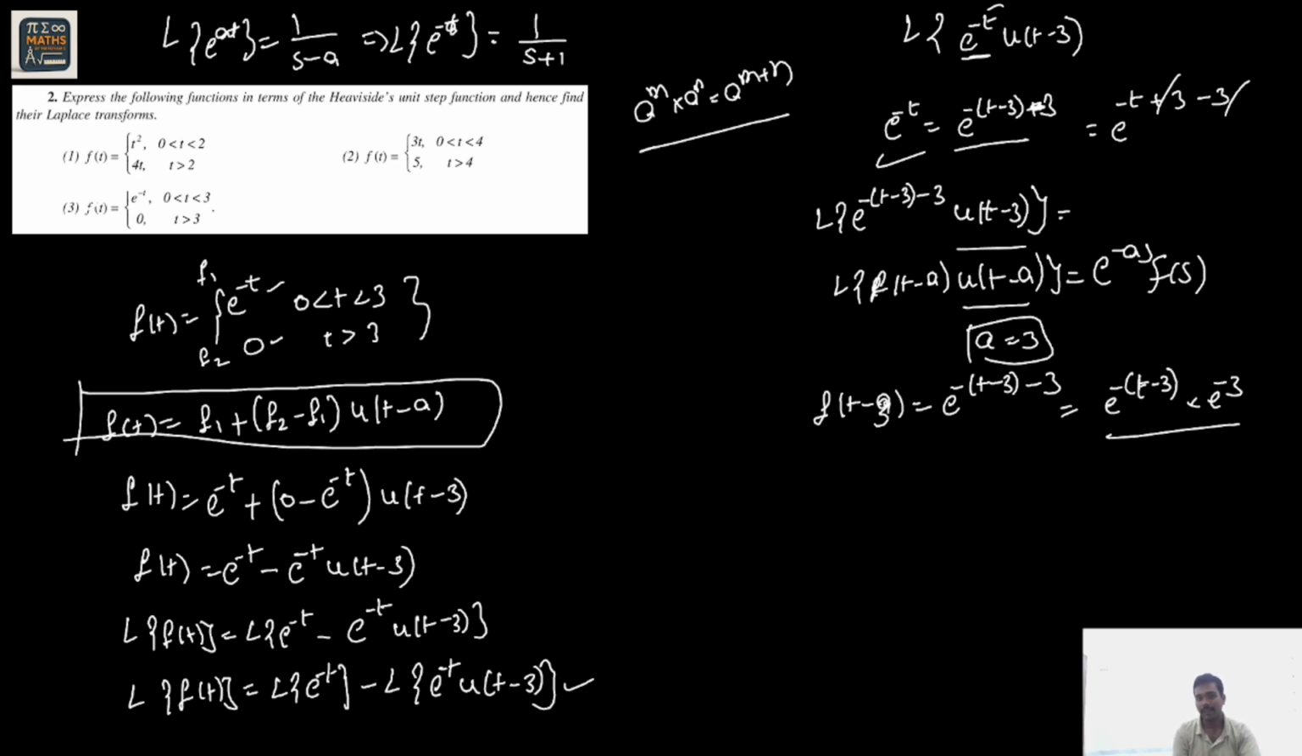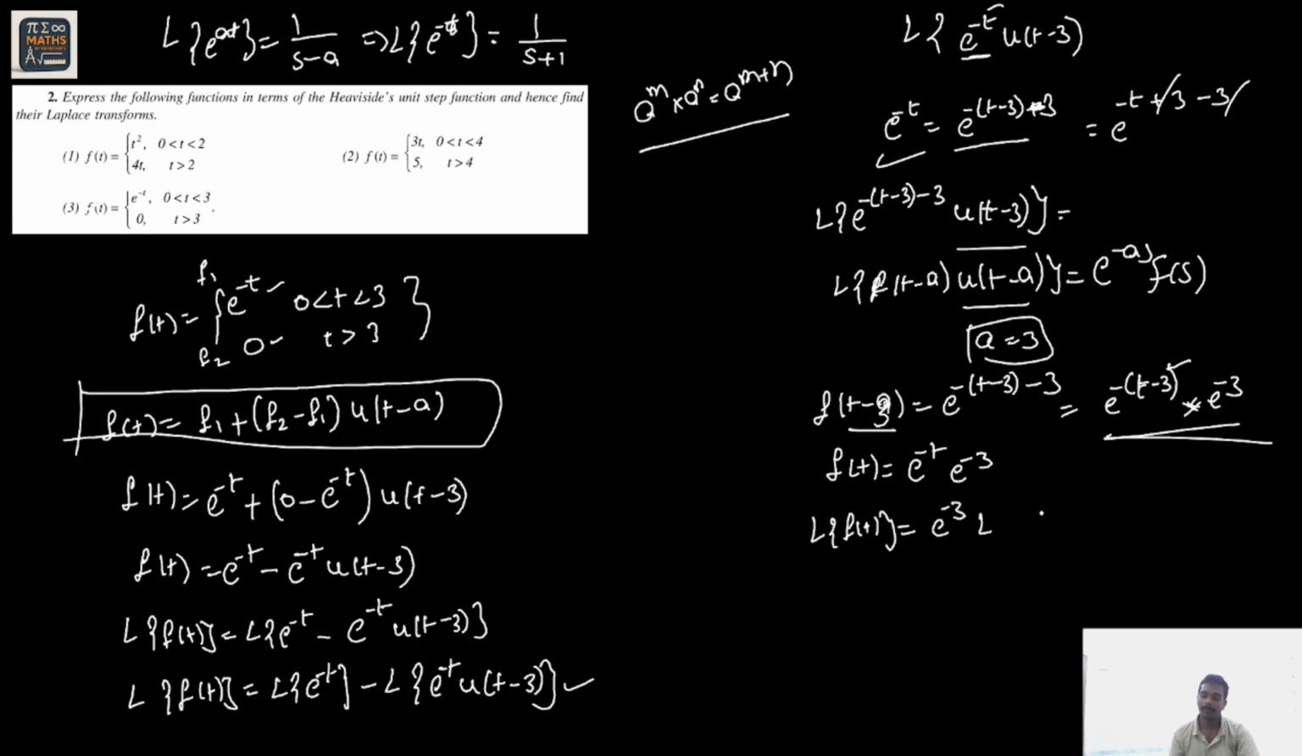By using this form, the powers get added, so we expanded that term into its bases. Here the t minus 3 term appears, so replacing t minus 3 with t, we get e power minus t into e power minus 3. Now we apply Laplace for this term. Then Laplace of f of t is equal to e power minus 3, which is constant.